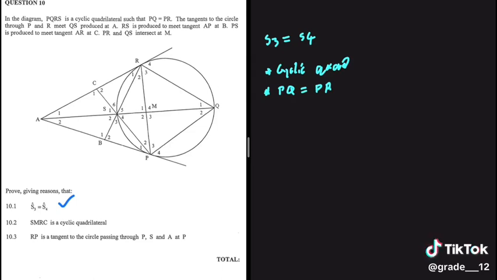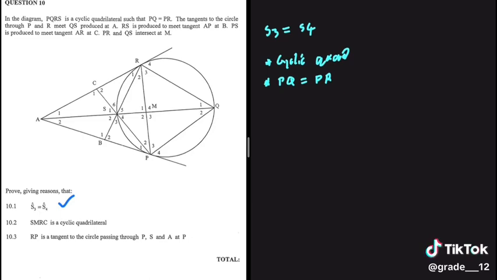Equal chords subtend equal angles at the circumference of the circle. Right. The tangents to the circle through P and R meet QA produced at A. Okay, we have some tangents, AR and AP. So let's go ahead and write that. We know that we have the tan chord theorem, so it is important for us to know the tangent. What else do we have apart from the tangent? I think that's what we have so far. I cannot extract anything else from the question statement.